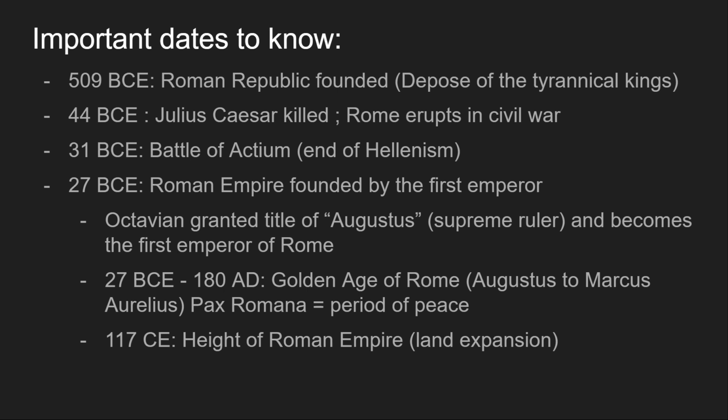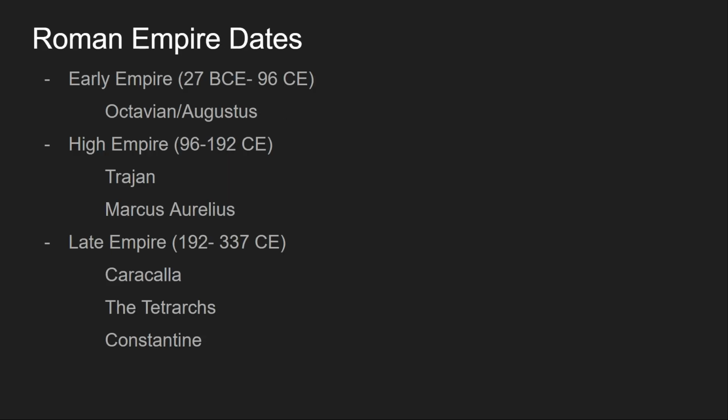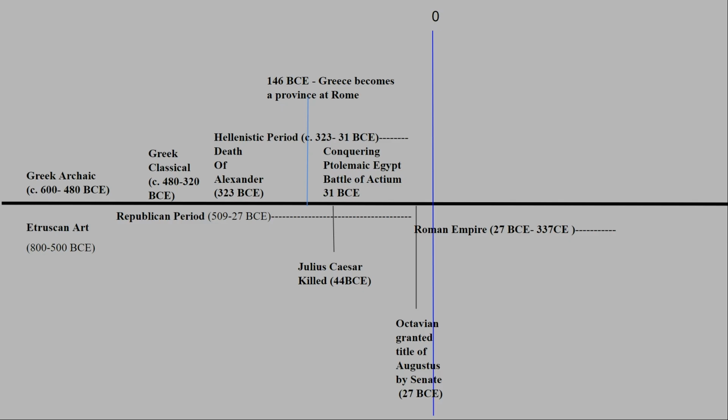And so from 27 to 180 AD, we have what's the golden age of Rome. Multiple emperors are ruling, and it begins with Augustus. And so you have the height of the Roman Empire by 117 with the largest land expansion. But let's talk about this Pax Romana. So our early empire, this is on your handout, high empire, late empire.